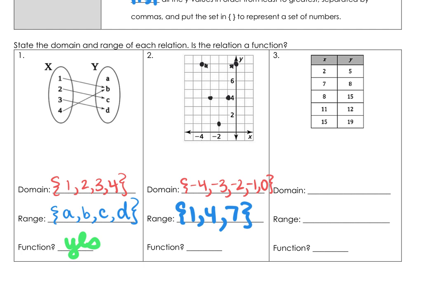Is this graph a function? Yes, it is. Remember, we're looking, do any of these points sit directly on top of each other? No, they don't, so it's a function.